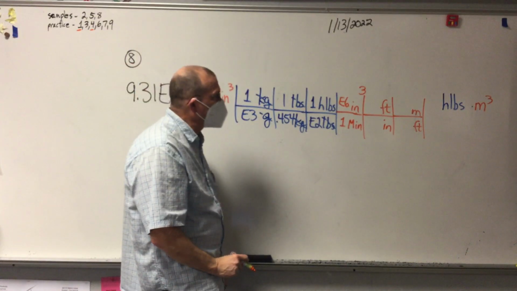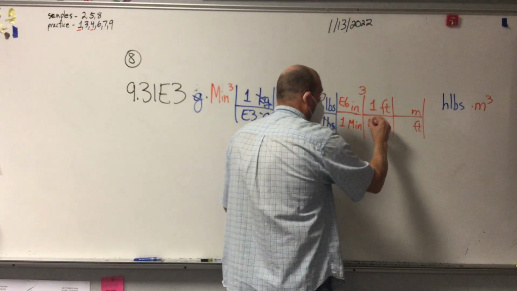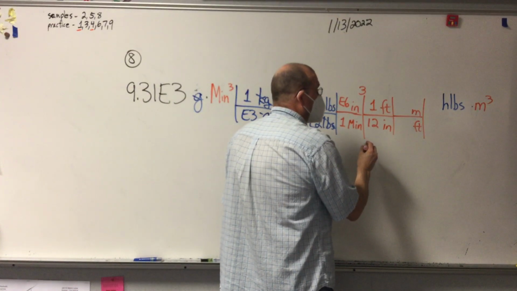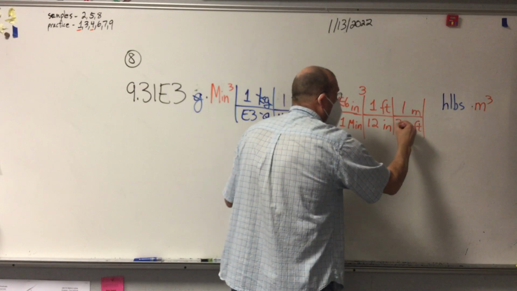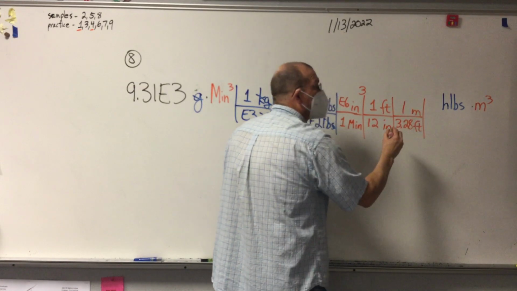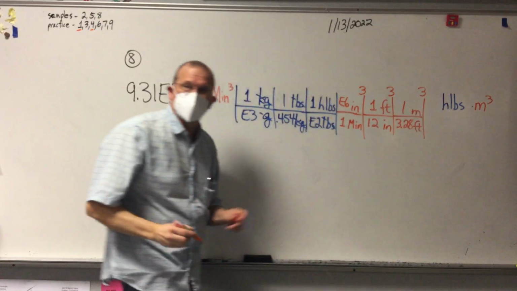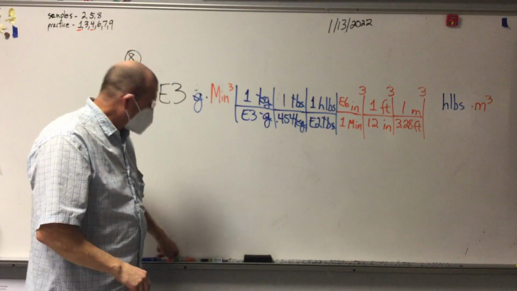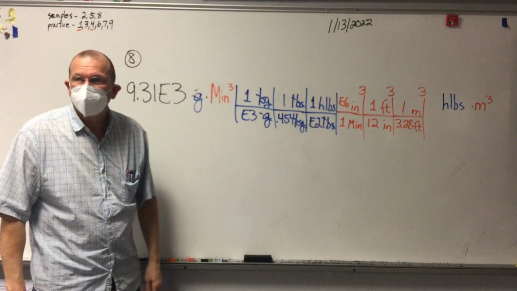And next, 1 foot is 12 inches. And 1 meter is 3.28 feet. Then put the exponents of 3 on both. Each one of these steps is going to have to be cubed, because every step involved in orange here has to be cubed because this is cubed.